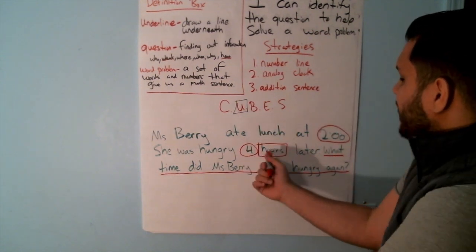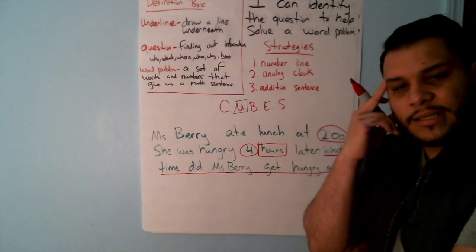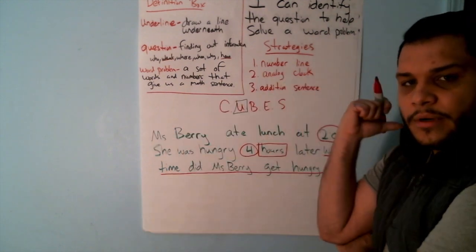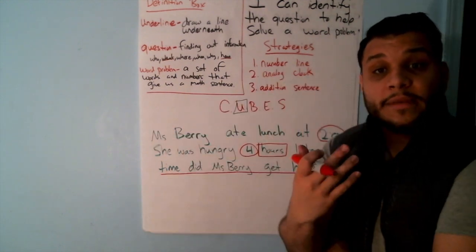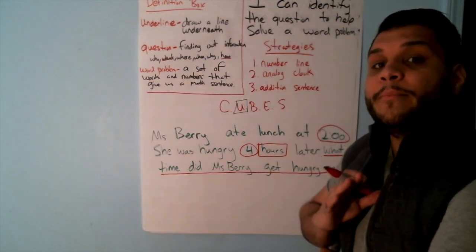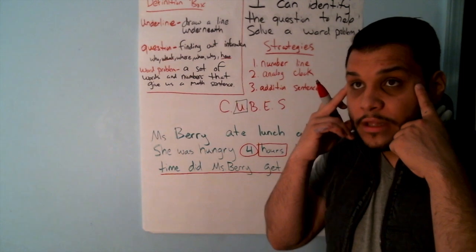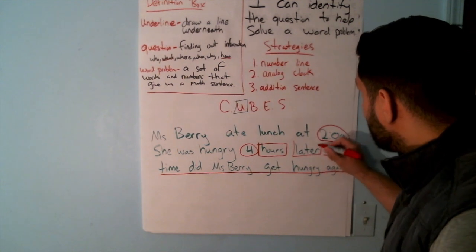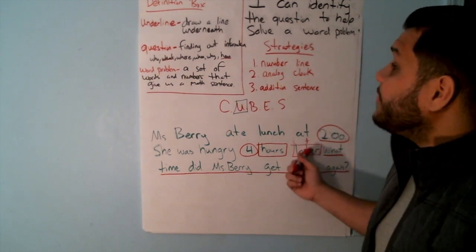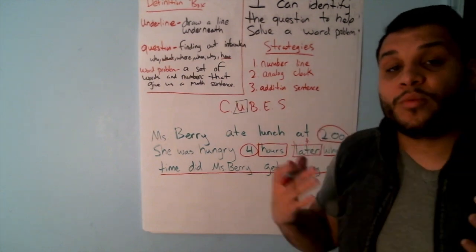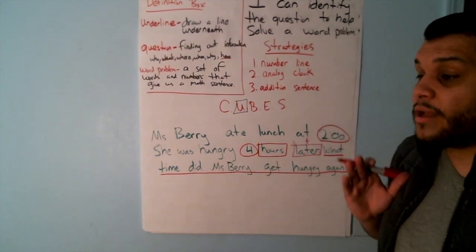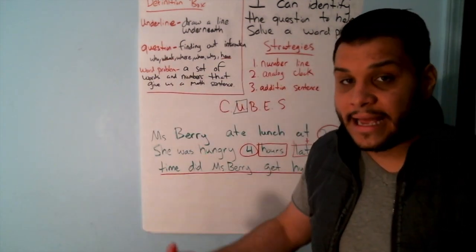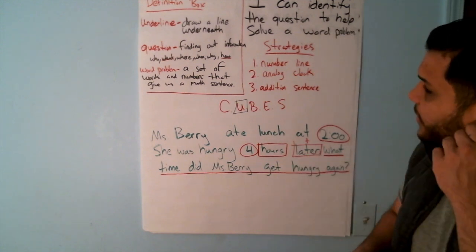She was hungry 4 hours later. Does later tell me something? Does it tell me if I'm moving forward or backwards? Yes, it tells me that I am moving forward. If I'm moving forward, then I should know that it is addition. So the word later can be another math word. Whenever we see the word later, we know that I'm moving forward. So 4 hours later means that I'm going to continue moving until I pass that time. So that's a brand new math word we just learned.